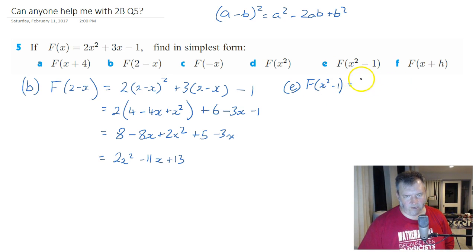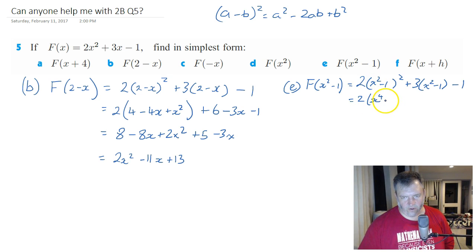Again, we get our little structure ready first. So I've got 2 times something squared plus 3 times whatever's in the brackets minus 1. Replace the brackets with x squared minus 1 in this case. And away we go. This will be 2x squared. When I square it, will become x to the 4 minus 2 times 1 times x squared. That's just negative 2x squared plus 1.